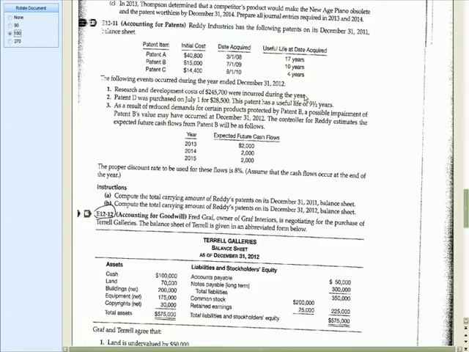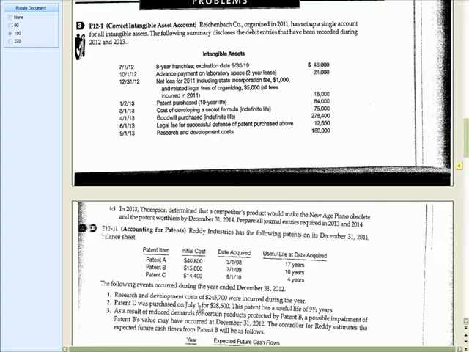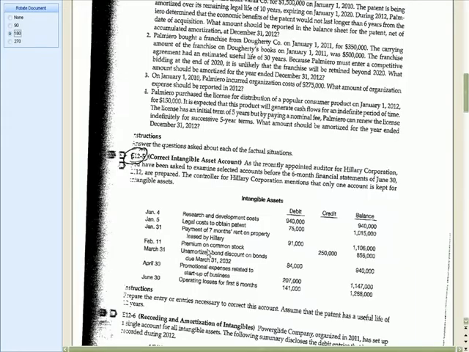Let's skip over to the next question that was asked. So I'm going to go down a page and I'm going to rotate this problem. And this is a problem that takes entries that are made into an asset account. And what we're trying to do is to determine if the entries that were made were proper or not. So here's the question that we're asked.